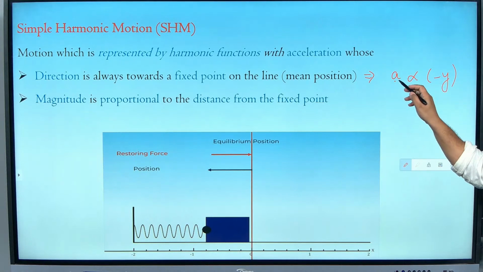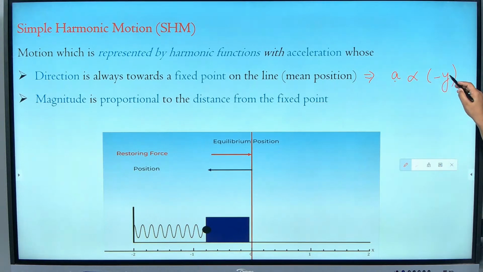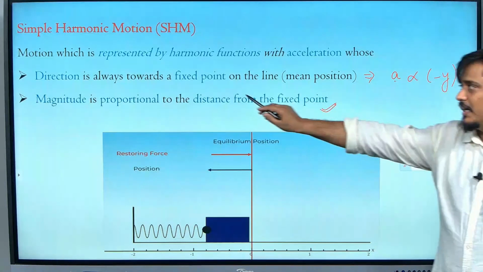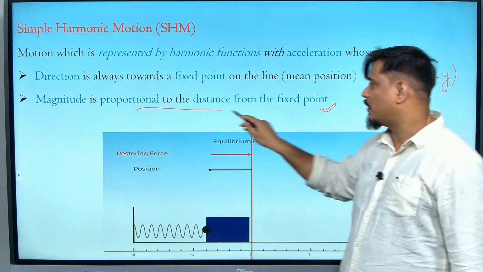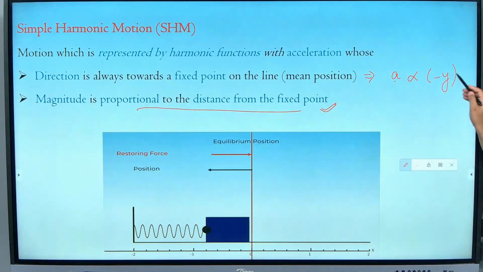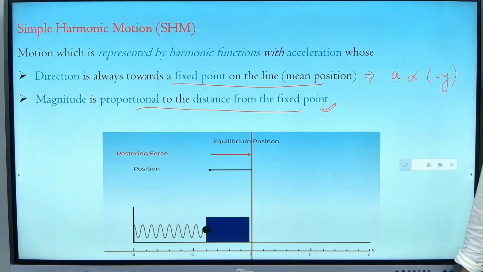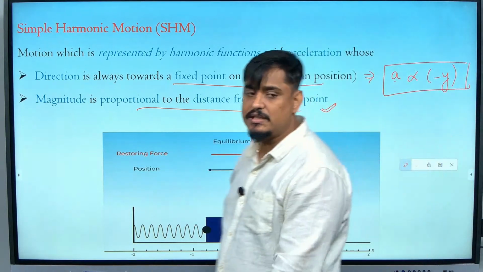So, I am writing acceleration is always proportional to y, which proves this point, because acceleration should be proportional to the distance from the fixed point. And if I put a negative sign in front of it, it satisfies the second criterion, isn't it? So, a is proportional to minus y, satisfies which criteria? The second criterion also and the third criterion also.